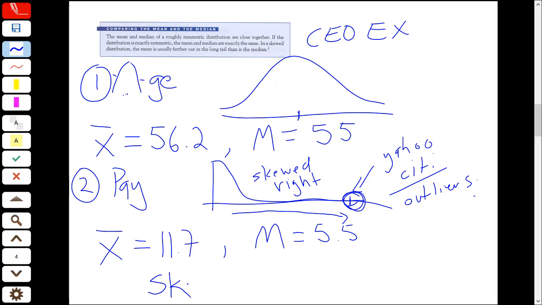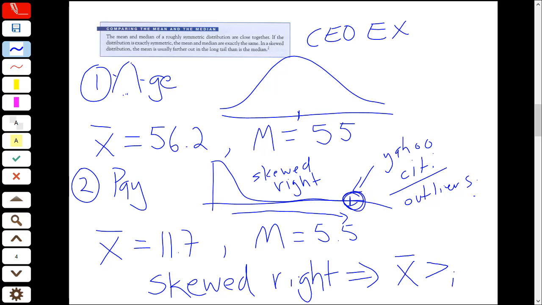All right, so skewed right implies mean greater than median. I think that you can imagine what it would be if it was skewed to the left. The mean would be less than the median. All right. Let's go on to our next topic.